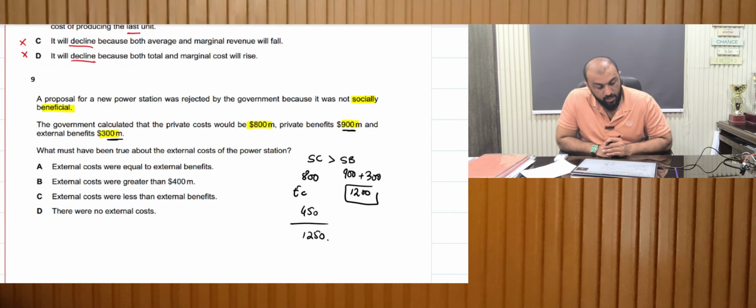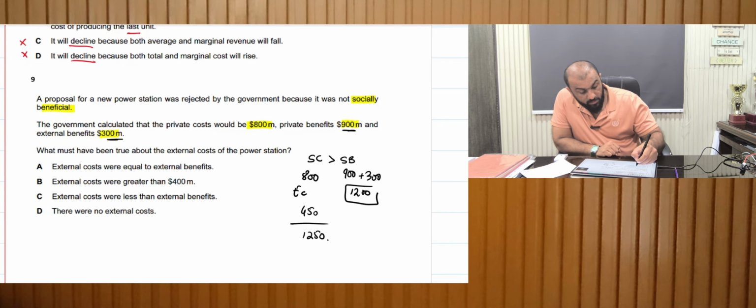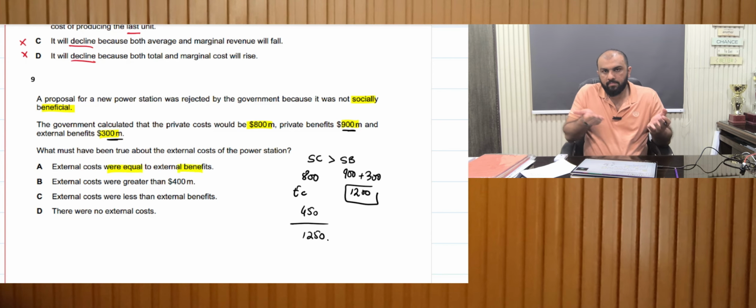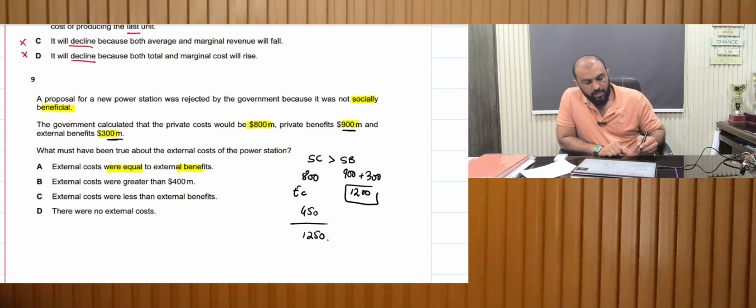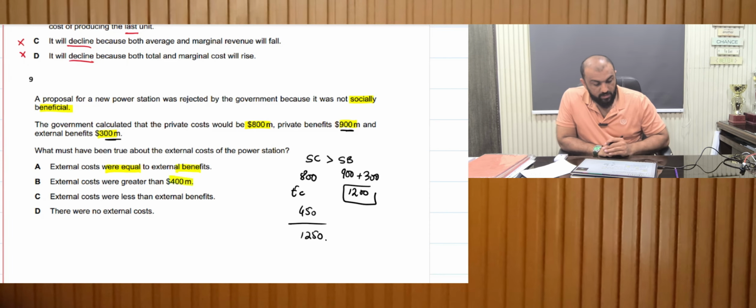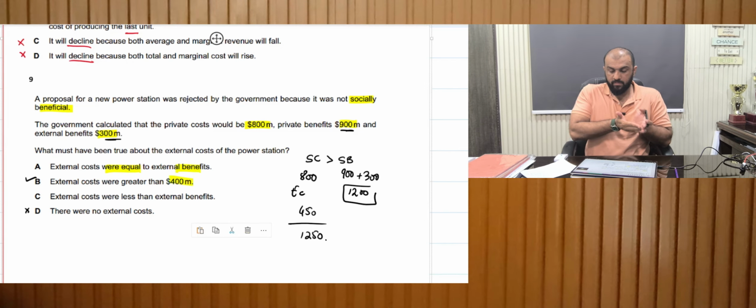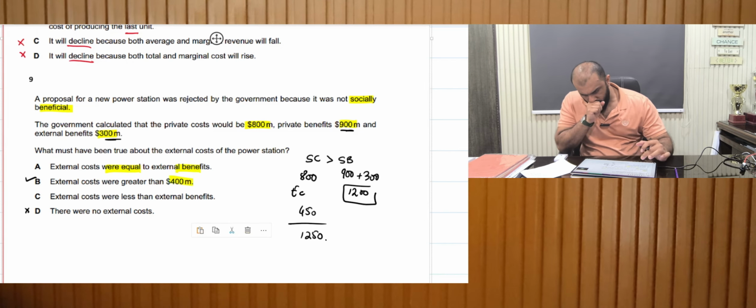Let's look at the options. External costs were equal to the external benefits. No. If they were equal, the social benefits would have been greater. External costs were greater than 400. Yes, this is the right answer. External costs were less? No, they were more. There were no external costs? No, there is an external cost which is hidden. We need to find it on our own.